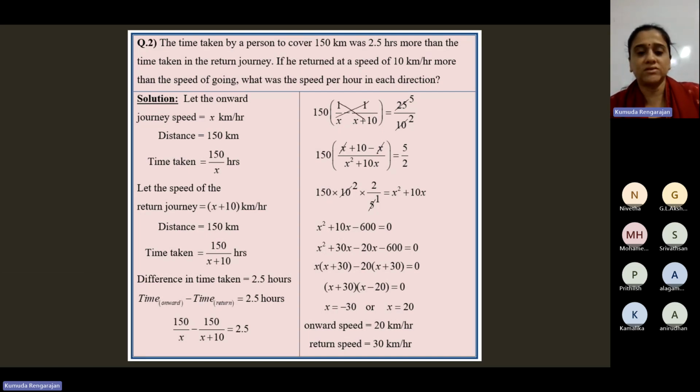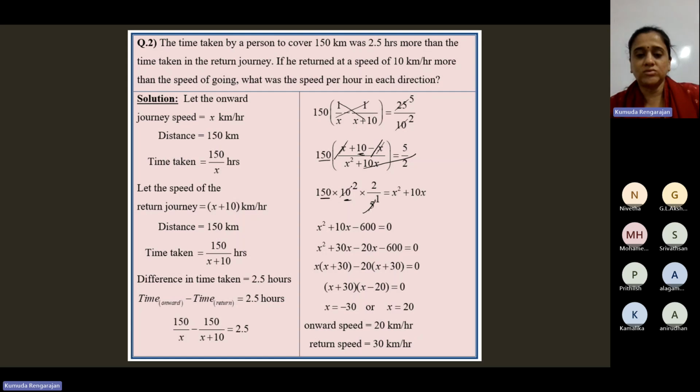So this goes here, this goes here. x plus 10 minus x is equal to 5 by 2. Plus x minus x cancels. And here you have 150, you have this 10, and this 5 by 2 becomes 2 by 5 here. And when you cross multiply, this goes to the numerator, x squared plus 10x.